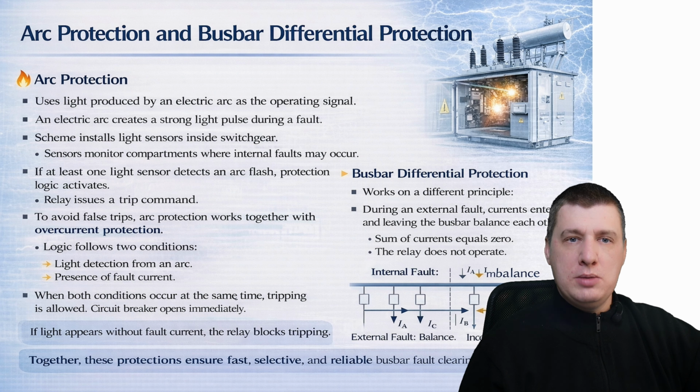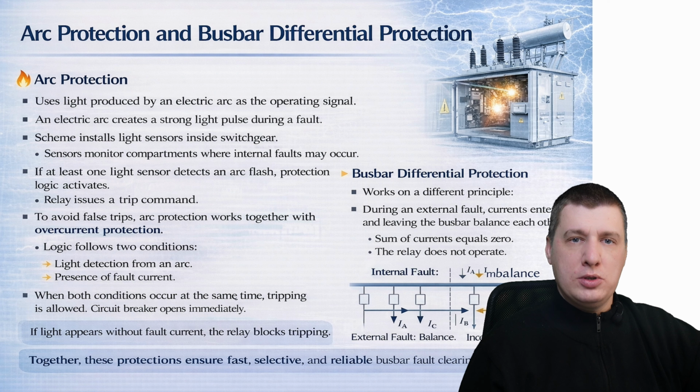To avoid false trips, arc protection works together with overcurrent protection. The logic follows two conditions: light detection from an arc and presence of fault current. When both conditions occur at the same time, tripping is allowed. The circuit breaker opens immediately. If light appears without fault current, the relay blocks tripping. In this case, the breaker remains closed. This prevents incorrect operation due to internal light reflections.